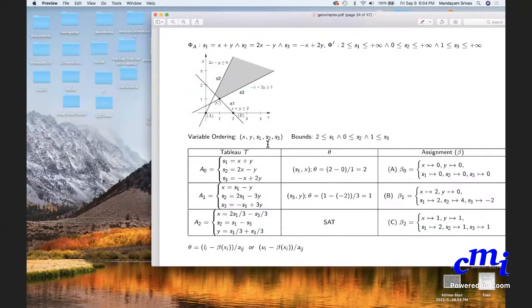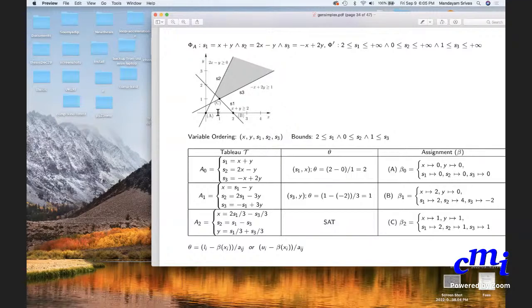Okay. So I'm assuming that this is the variable ordering that is used: x, y, s1, s2, s3, and these are the bound constraints on s1 and s2. There's no constraint on x, y, or z. So this is the initial tableau, in which the basic variables are just the newly introduced additional variables, and they are equated to the terms. And the assignment beta, as I said, the initial assignment is all 0.